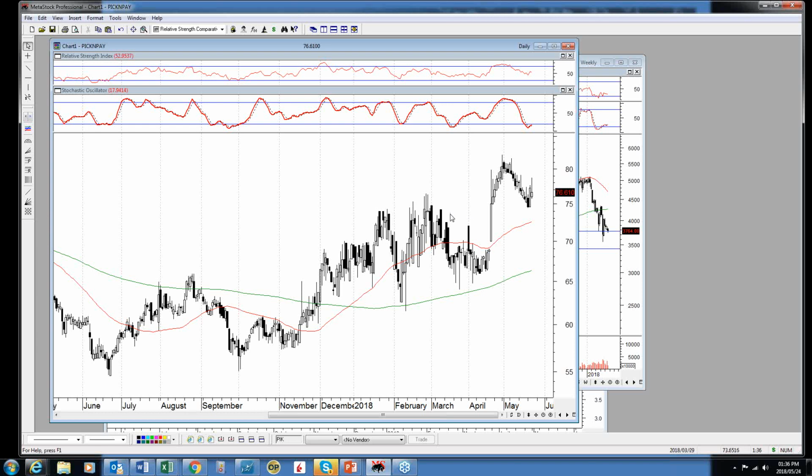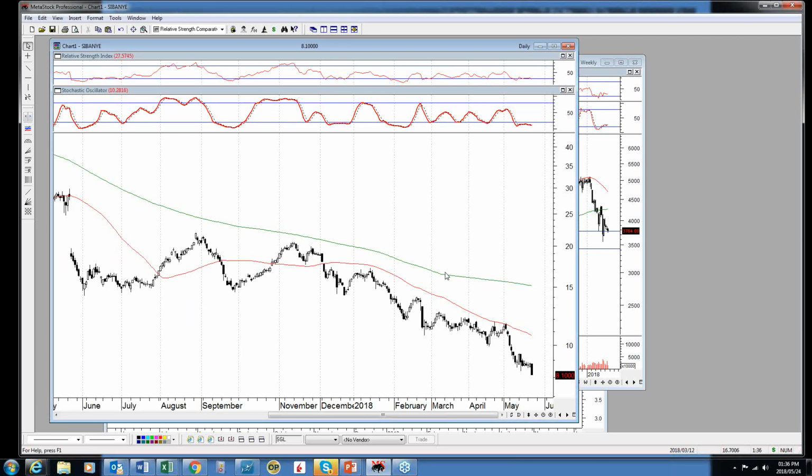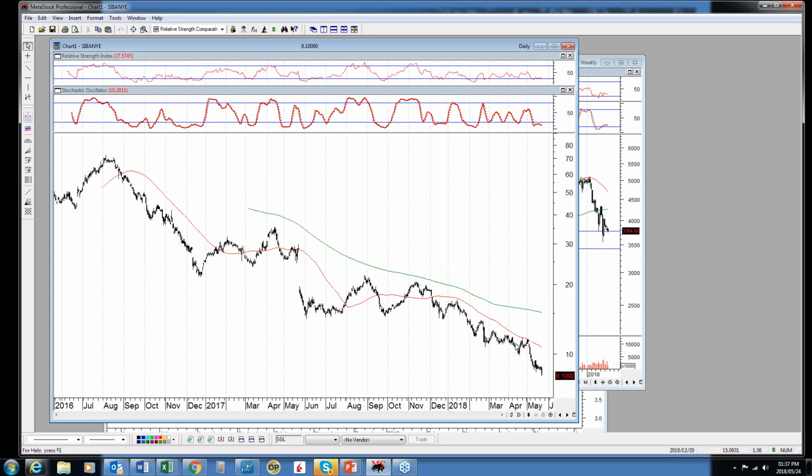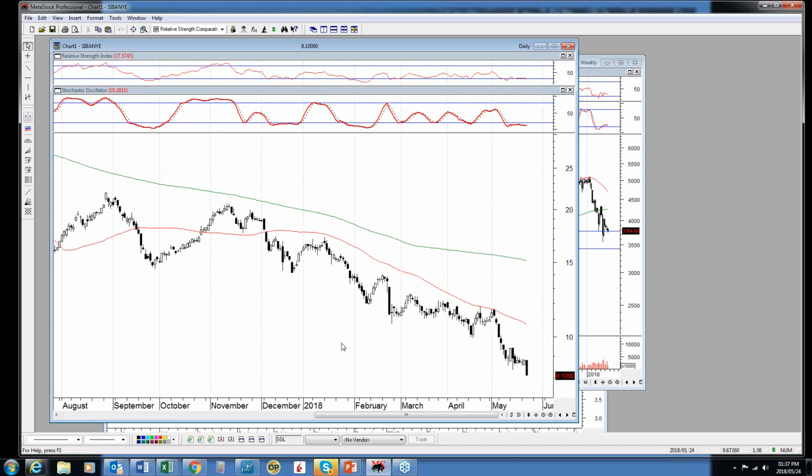Okay, and then Sibanya, Alan asks me about Sibanya. Yeah, this is really just an awful looking chart. Nothing good to say about it, really, to be honest. That's just lower lows, lower highs. They're going after Lonmin now, which I don't know why they're doing that. Lonmin to me is a business that I don't know how it's ever going to survive, quite honestly.